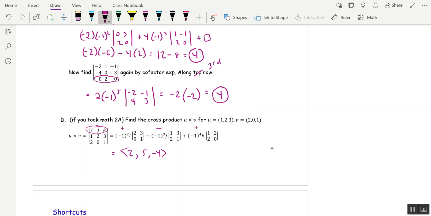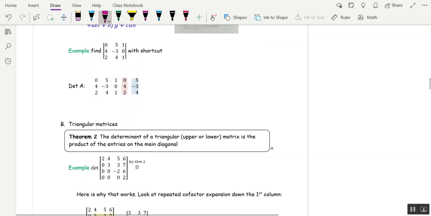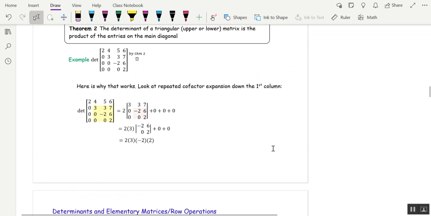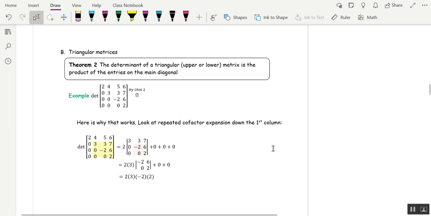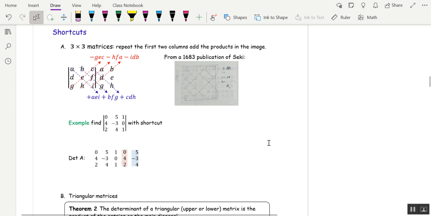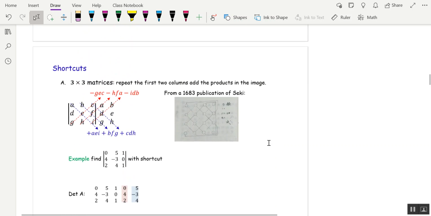Okay, a couple more topics here. We're going to talk about shortcuts, and then we're going to talk about determinants and elementary matrices, and then we're going to talk about geometry. So, triangular, up here. One shortcut is for a 3x3 matrix, and it's only for a 3x3 matrix.